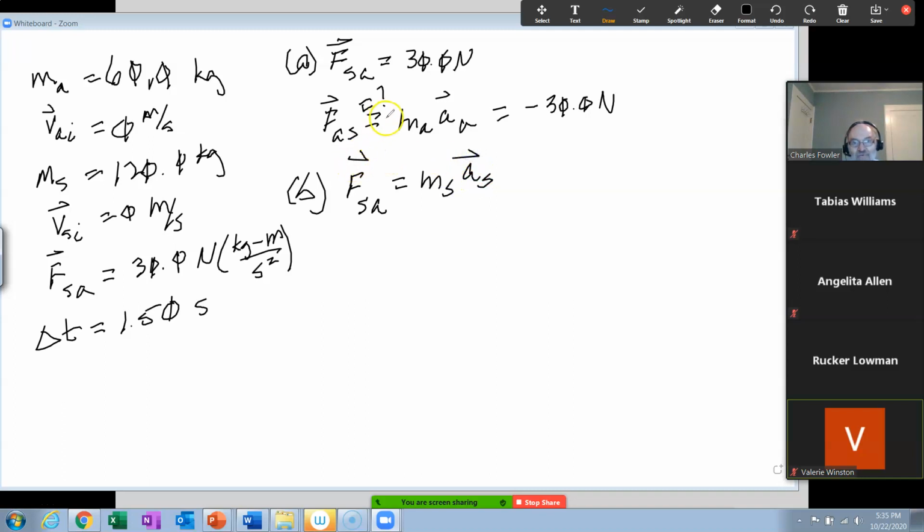We know the force, they gave it to us. We know the mass, they gave it to us. I couldn't find it. There it is. Okay, did I write it down? Yeah, there it is. So we're looking for acceleration. This implies that the acceleration of the spacecraft is equal to the force on the spacecraft by the astronaut divided by the mass of the spacecraft.